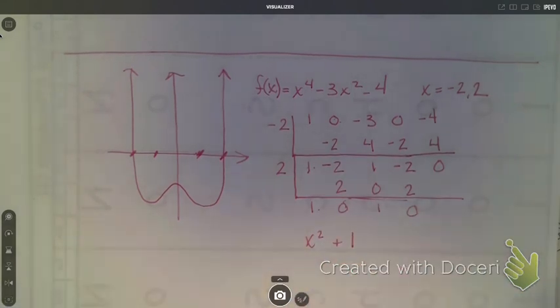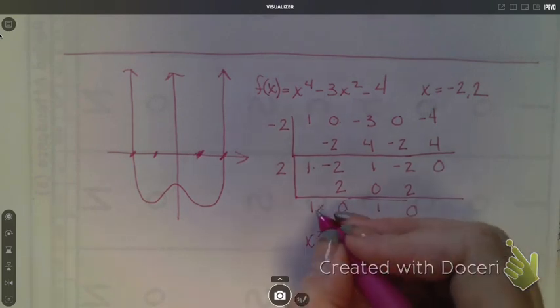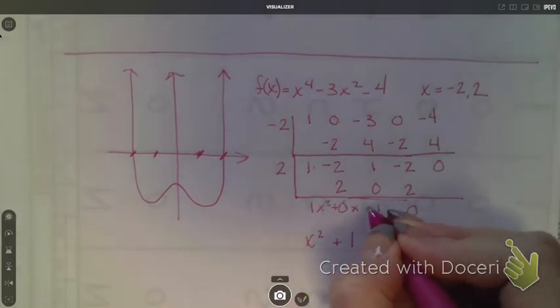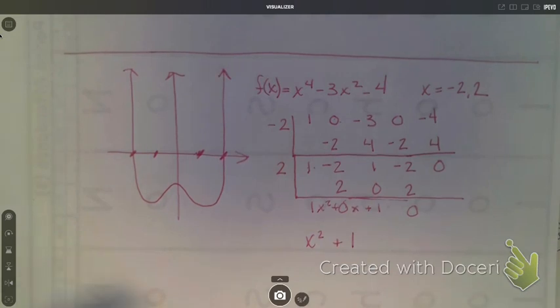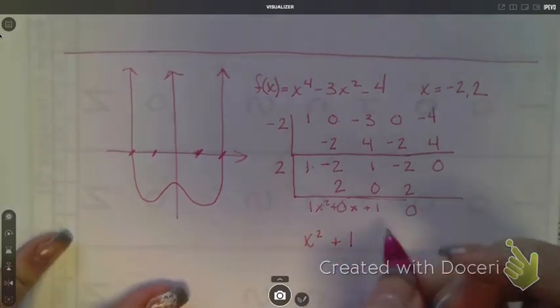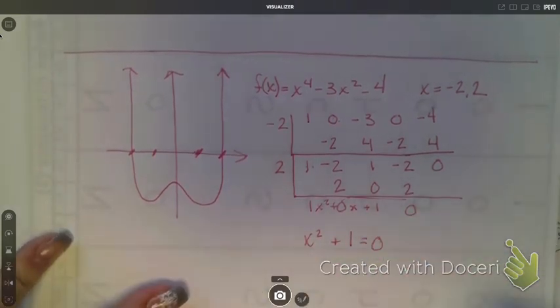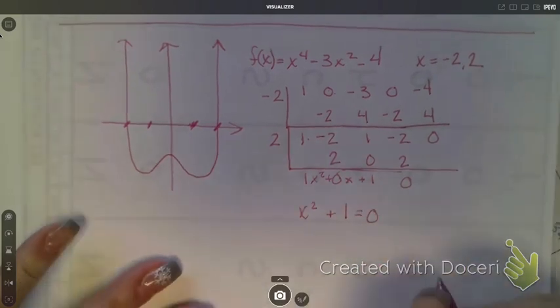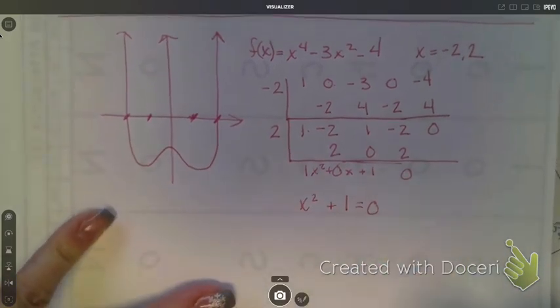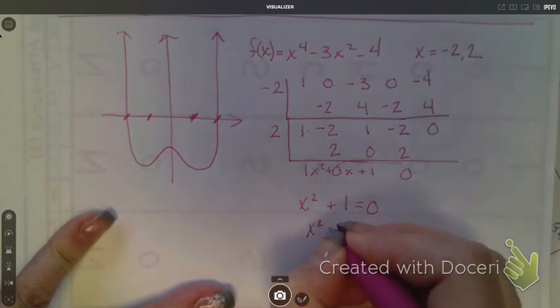Would it be x? No, because this would be x squared plus 0x plus 1. Okay? So don't I just set this equal to 0 then? Yeah. And then I would do what to solve it? It would be x squared equals -1.